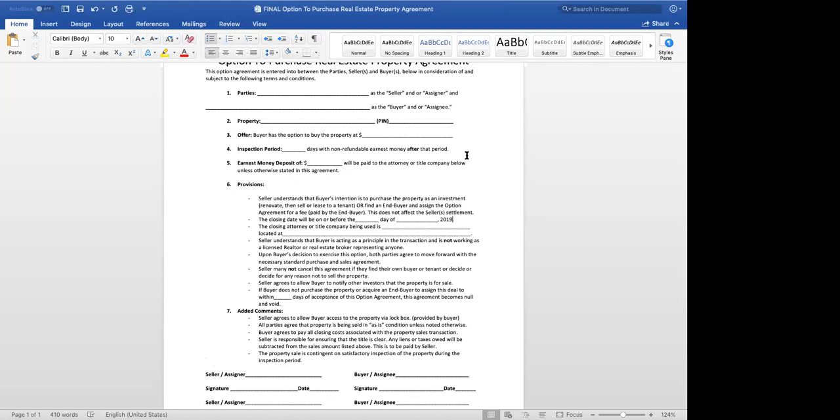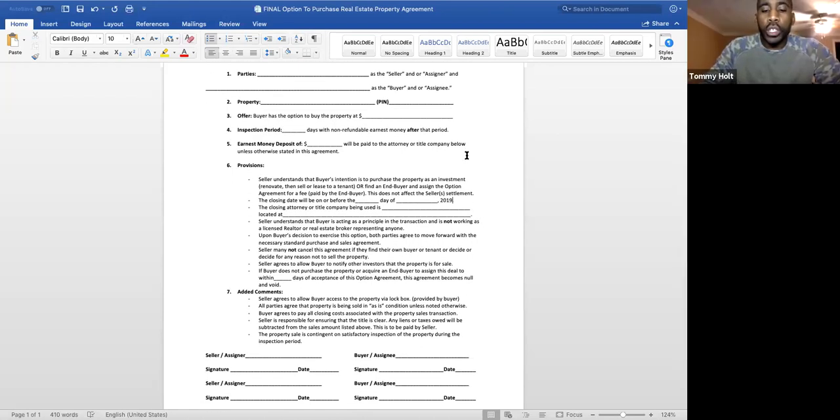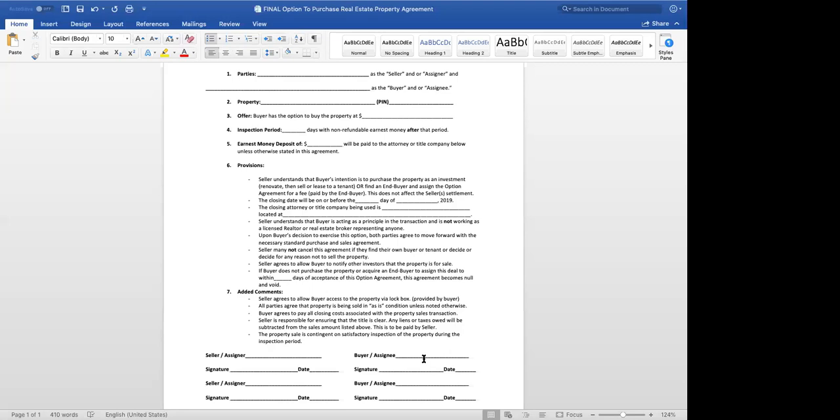Right next to where it says buyer assignee, do I need to sign my personal name or just sign the name of my LLC? That's a good question. So your company does not have a signature, right? In my case right here, I would put Cobb Cash Homes and then my name above it, Tommy Holt, right? And then I would sign Tommy Holt because I'm the authorized signer for Cobb Cash Homes. Got it. Cool. Good question.